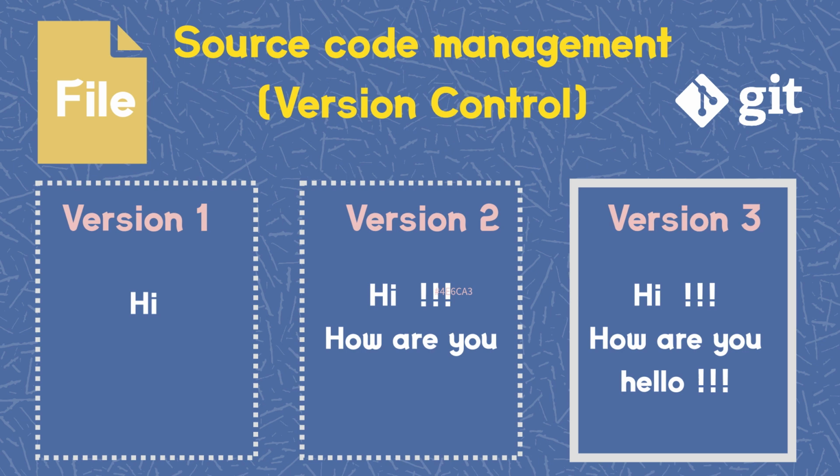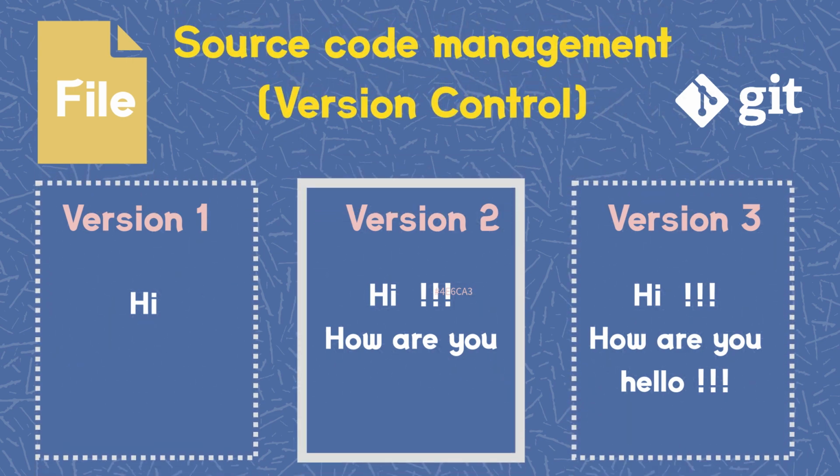It allows you to revert selected files back to a previous state, revert the entire project back to a previous state, compare changes over time, see who last modified something that might be causing a problem, who introduced an issue, and when, and more. Using a VCS also generally means that if you screw things up or lose files, you can easily recover. In addition, you get all this for very little overhead.